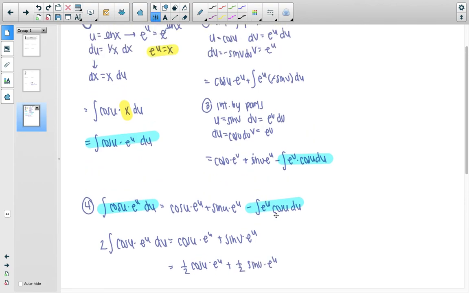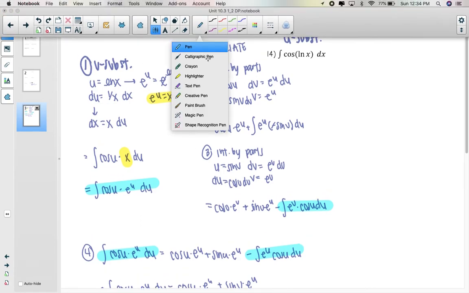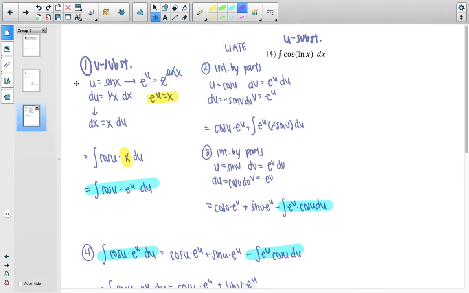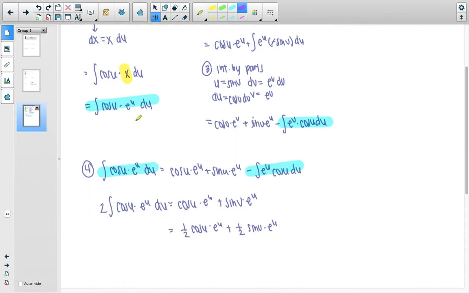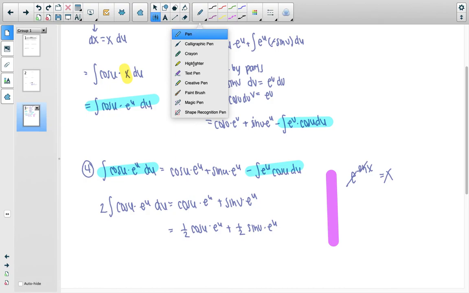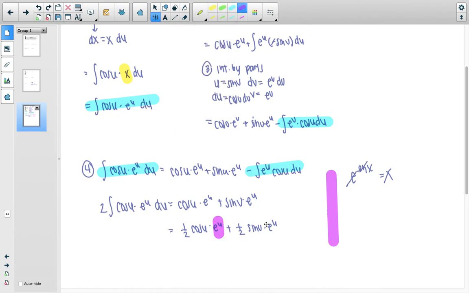And the last thing you do is go back to what you substituted, where u was originally, and plug it in. So wherever there's a u, we're going to plug in the natural log of x. You'll be plugging the natural log of x into the e. If you remember from pre-calc, these cancel out and just leave you x.